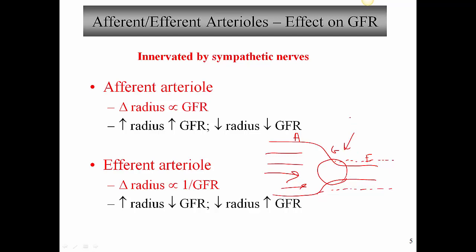What is that going to do to the pressure in the glomerulus? That's going to reduce it. So we have less of a difference between the size of the afferent and efferent arteriole when the efferent arteriole expands. That's going to decrease the net filtration pressure, and that's going to cause a decrease in GFR. So notice that the radius of the efferent arteriole is inversely proportional to GFR. If the radius increases, GFR decreases. If the radius decreases, GFR increases.